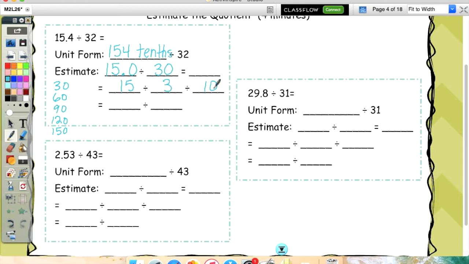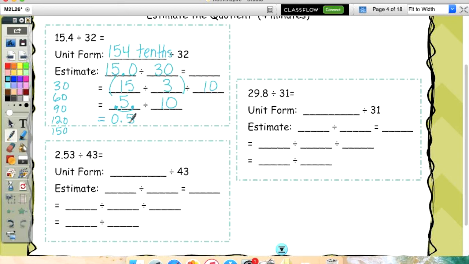I just didn't show the little decomposing part on 30. Are you okay with that? Yeah. I decomposed to 30. So 15 divided by 3, what is it? 5. And 5 divided by 10 is not 5, it's 5 tenths. If I hop it once to the left, it'll be 5 tenths. I'm sorry they don't look the same.